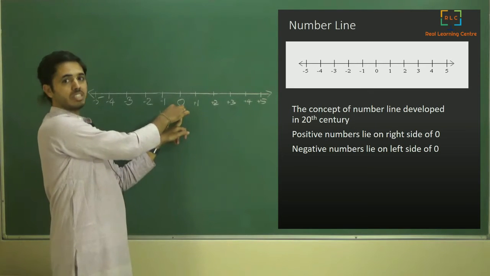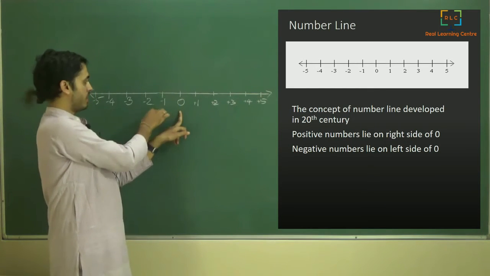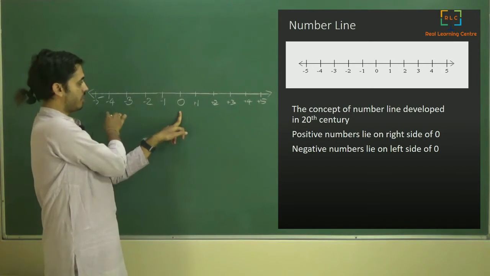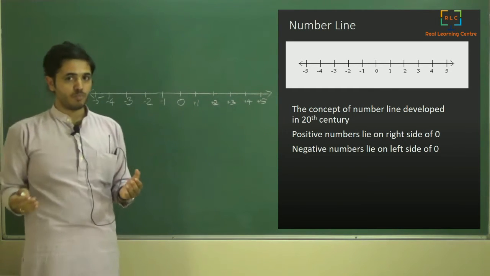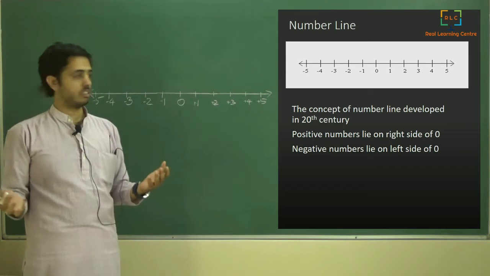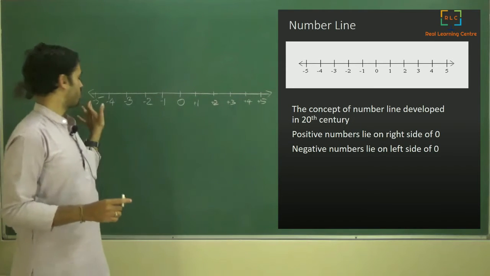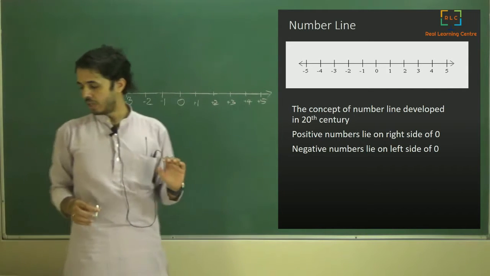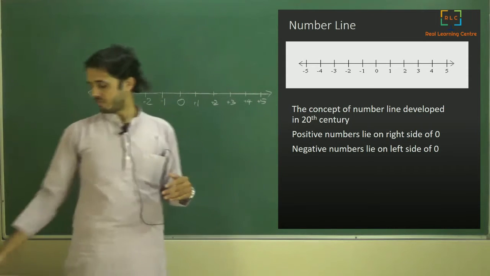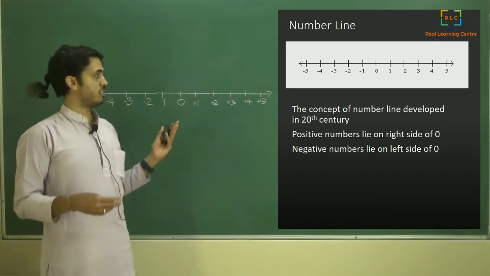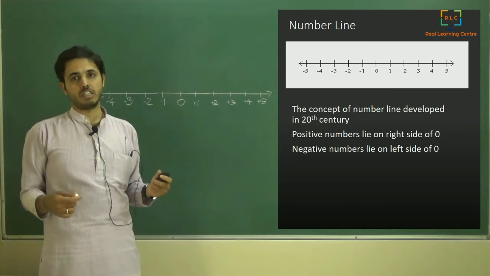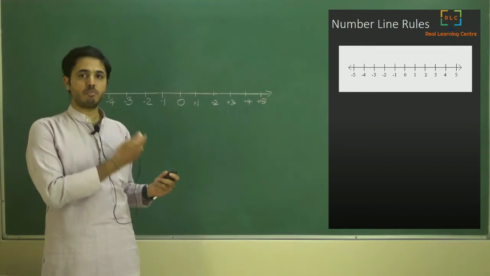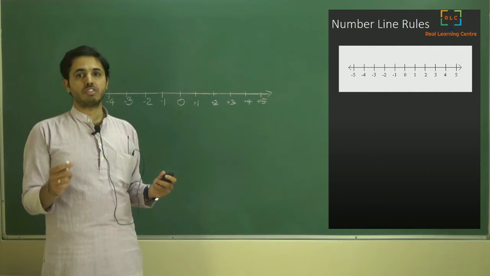Similarly, 1 unit towards the left of 0 is minus 1, and 1 unit towards the left of minus 1 is minus 2, and in this way it goes on towards the left side. And we all know that the numbers are infinite. Hence, we have used these two arrows to indicate that the number line grows in both directions. Having understood the concept of number line, let us use number line to perform various operations. And before we use it to perform addition and subtraction, let us have some important rules.